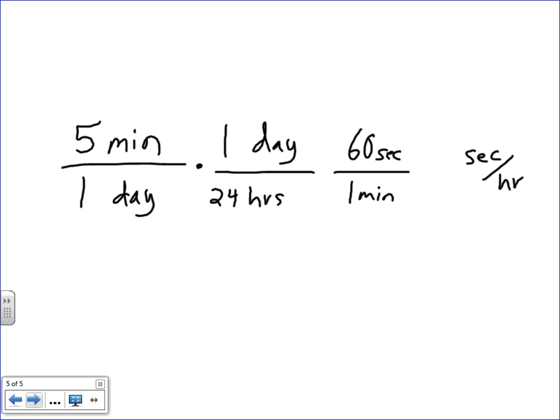So now I start canceling out stuff. I can cancel out minutes and I can cancel out days, but then I'm left with 6 times 5, which is 300 seconds over 24 hours. And so I did it. I converted from minutes a day to seconds per hour. But is this a good final answer? Somebody with a calculator, figure out what 300 divided by 24 is. Do you get 1.25 or 12.5? No, I got 12.5. You should have got 12.5.